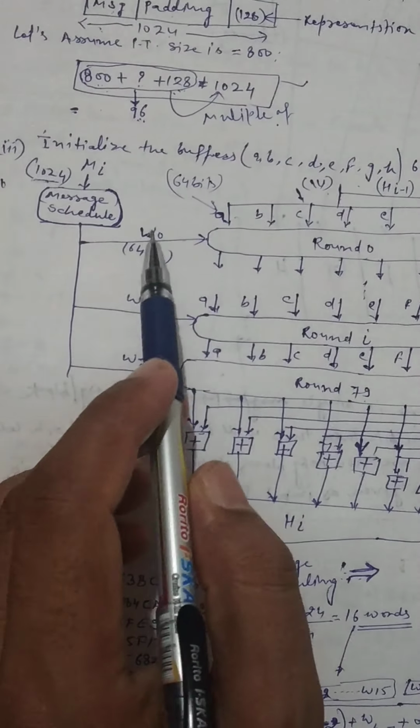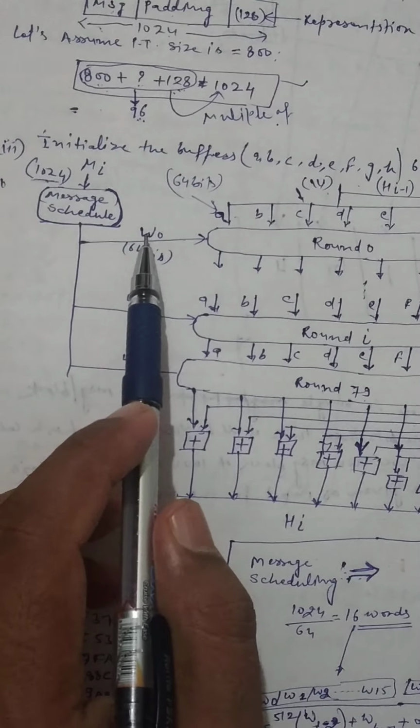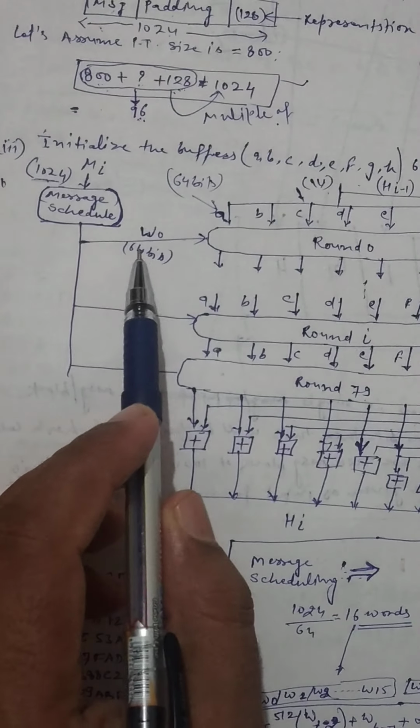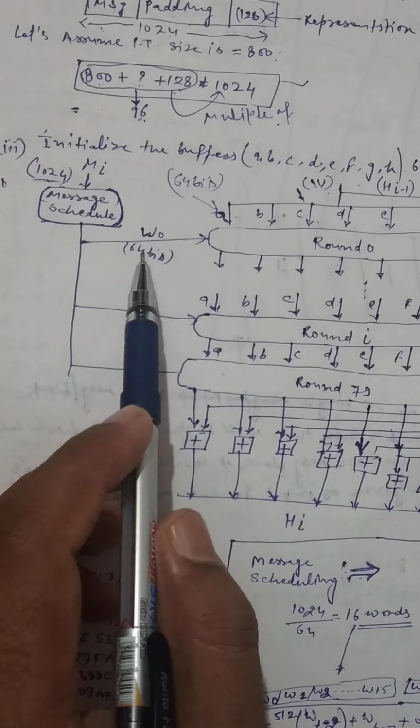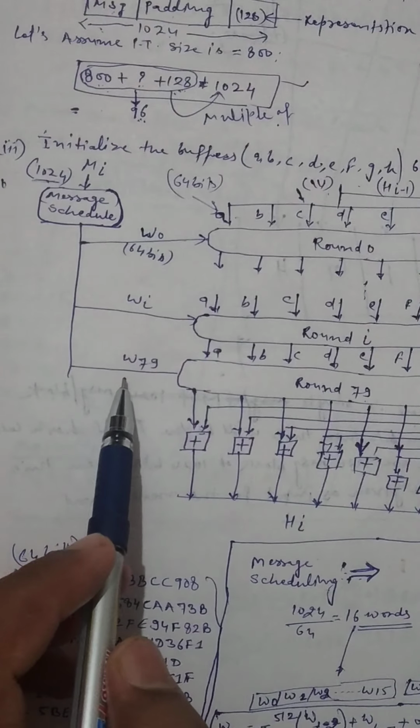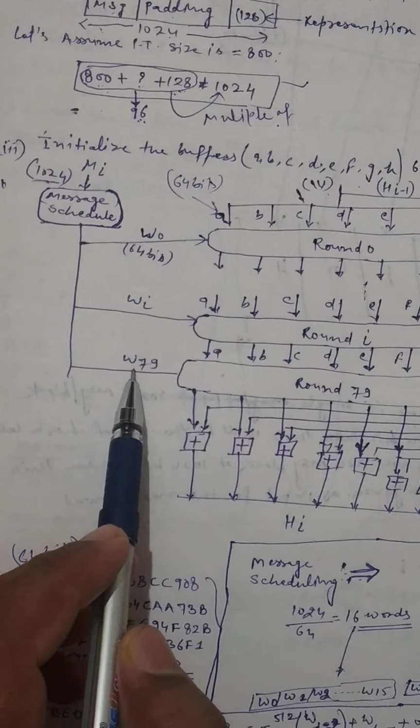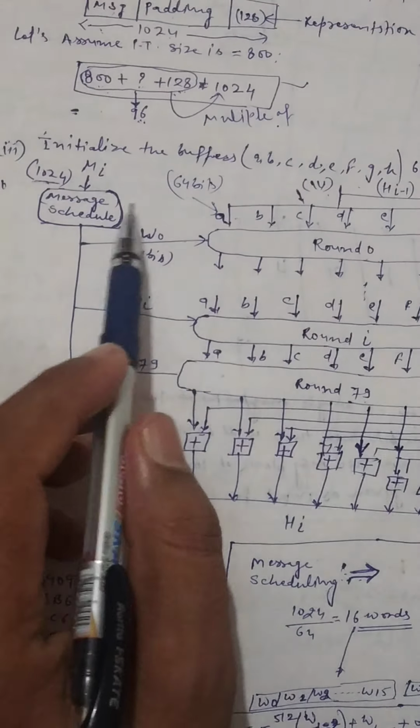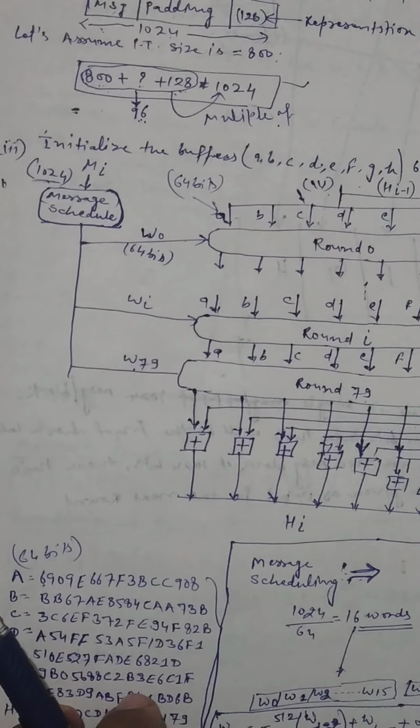We are taking some words. For every round we will generate one word: W0, W1, W2, W3, up to W79. This is the message scheduling. Very soon we will see it.